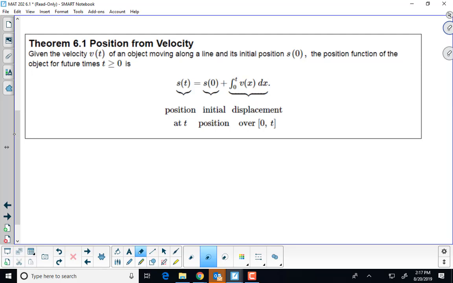T is in the future. Zero is where we start. Time is always going to move in the positive direction. So we're looking for the future position.